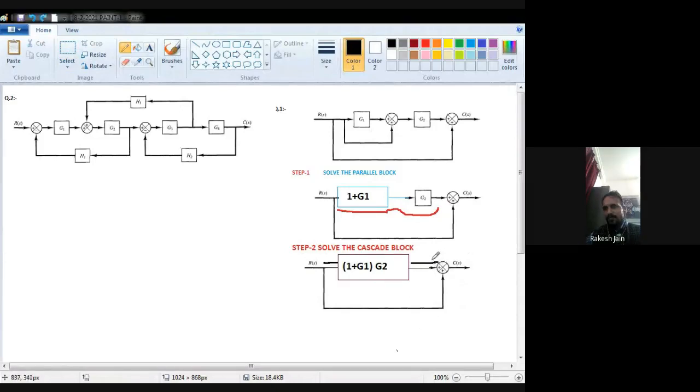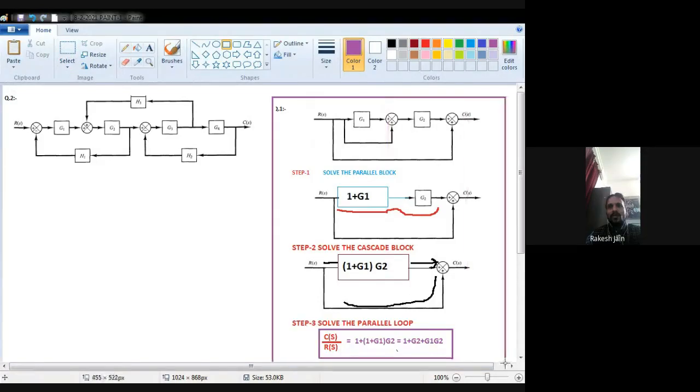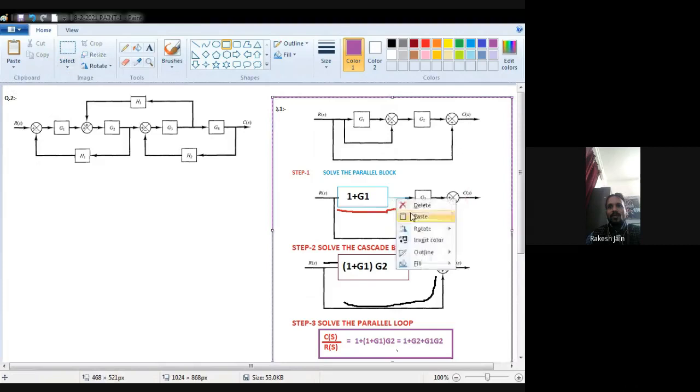Now we are going to see question number second. See this one. This is your question. Now see very carefully. I just remove this question number first because we have already solved it.